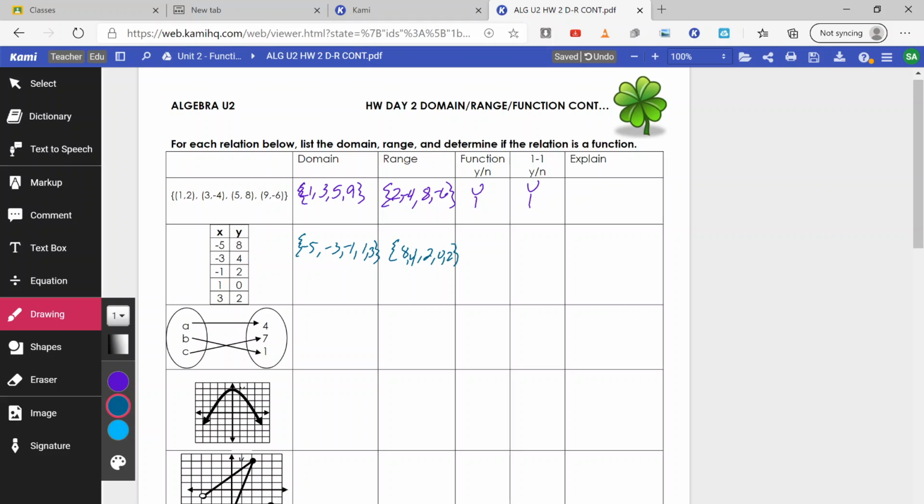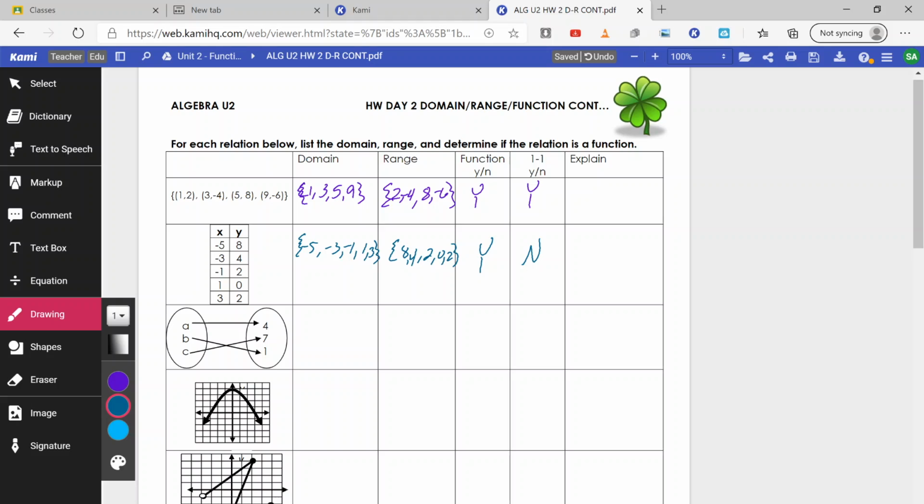Do we have a function? Well, none of my x values repeat, so yes. Is it 1 to 1? I see I have repetition in the y values. I have the number 2 twice, so it is not 1 to 1.